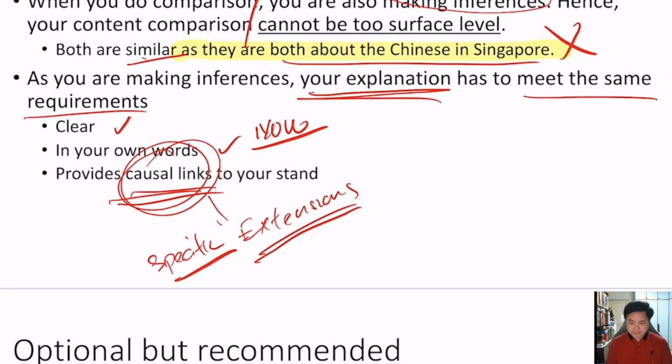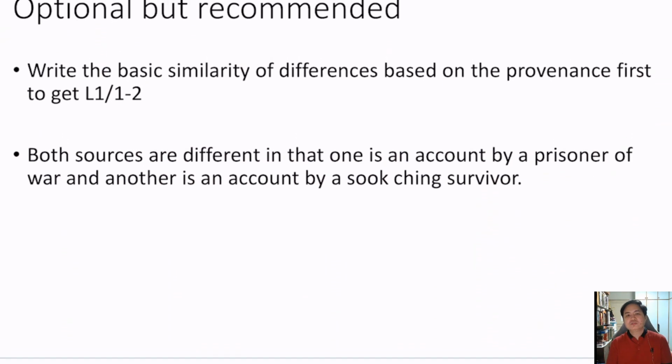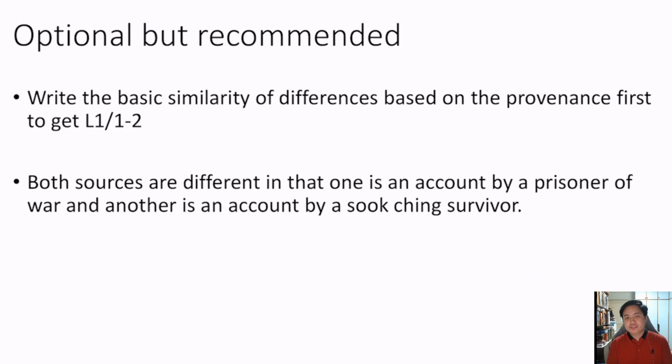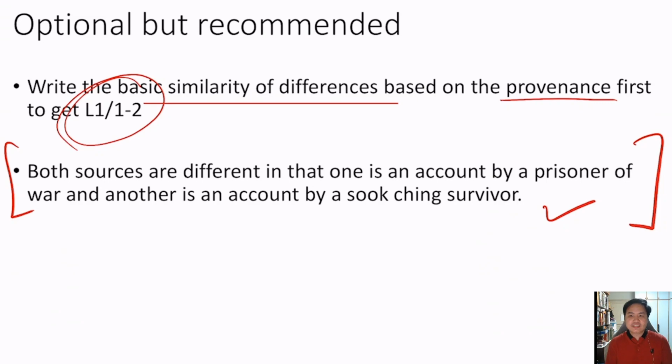Moving on. Optional but not recommended. In order to not get a 0 mark, one thing you can do is to write the basic similarity or difference based on the provenance first to get at least 1 to 2 marks. What I mean by this, here's an example. Both sources are different in that one is an account by a prisoner of war, another is an account by a surviving civilian. So you're just comparing and telling me the surface level difference from the provenance itself. This is a level 1 answer, all right? Just write it down for safety. In case your content comparison is wrong or is misinterpreted, at least you have this to fall back on so that you don't get 0. You get at least L1, 1 to 2 marks.